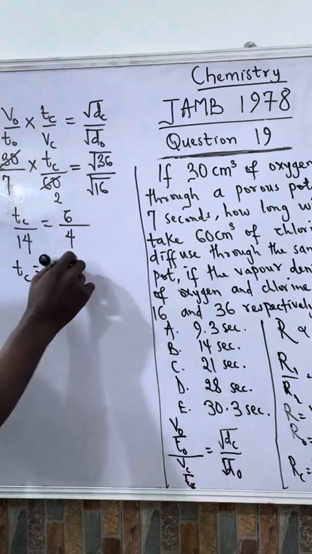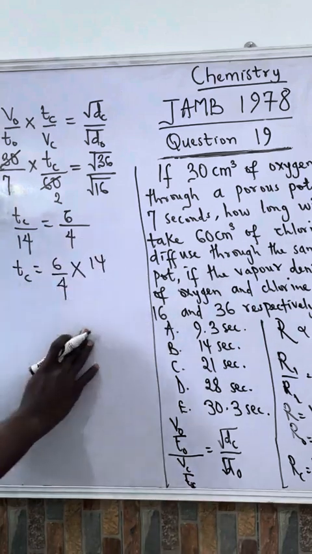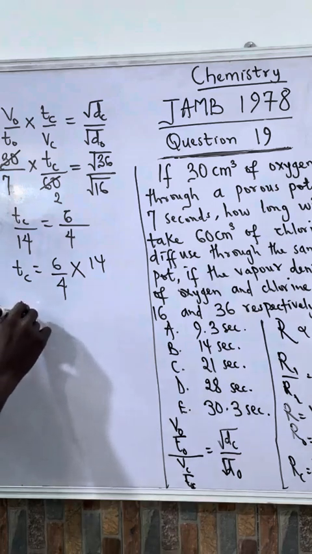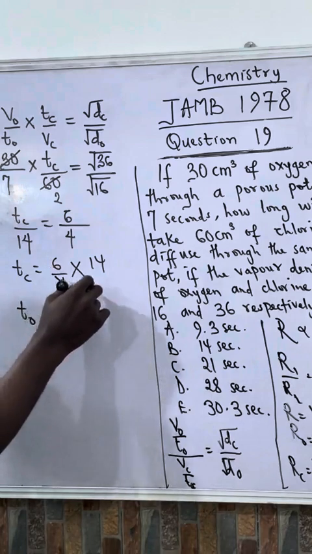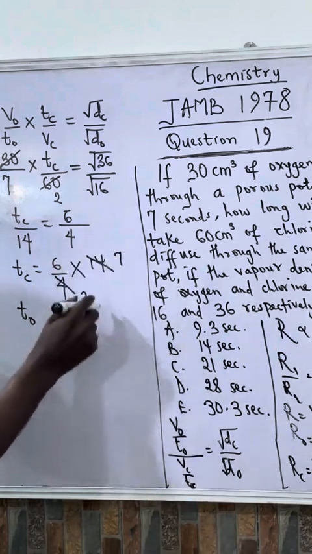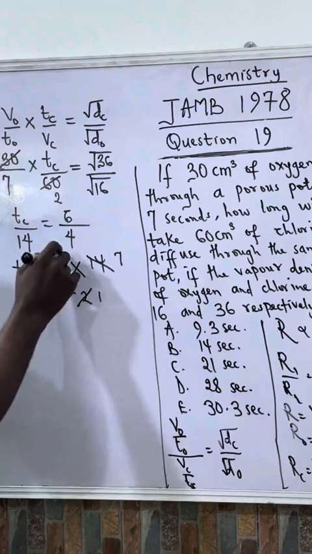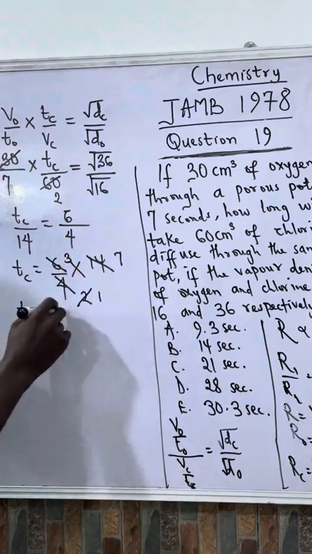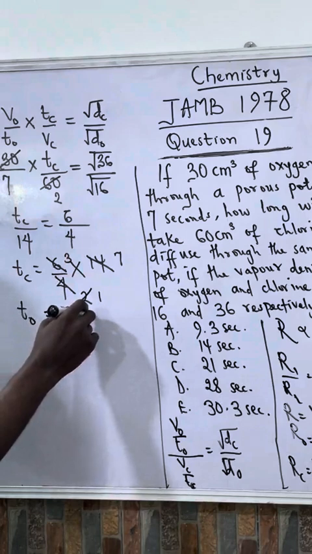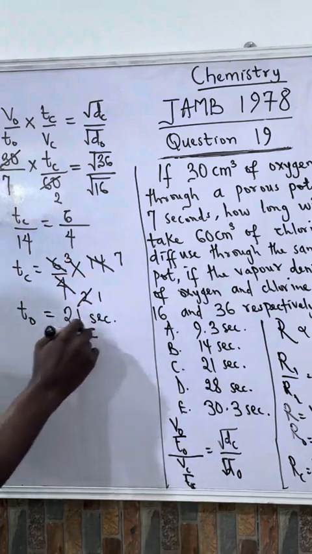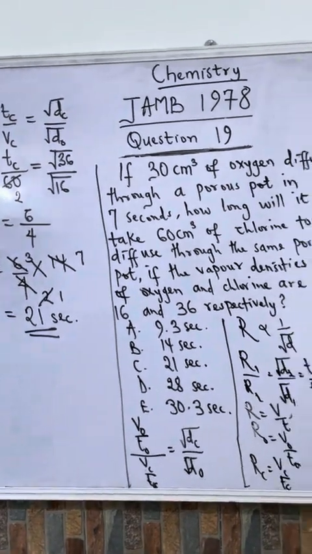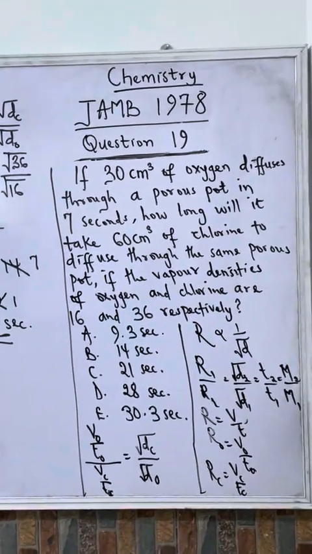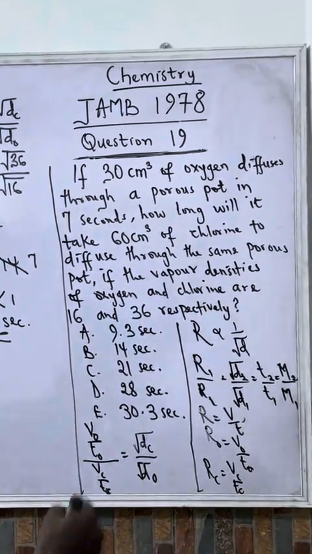If you multiply both sides by 14, TC will be equal to what? 2 here, 2; 2 here, 7; 2 here, 1; 2 here, 3. So 3 times 7 will give me 21 seconds. That means the correct answer for this particular question is 21 seconds. Check the options. You see that option C is the correct answer.